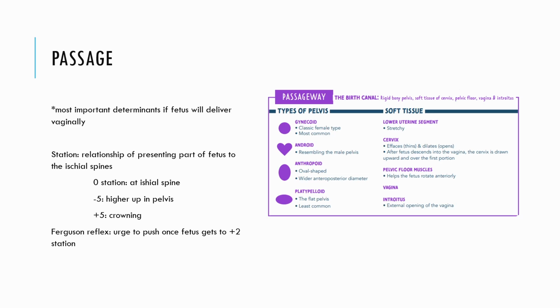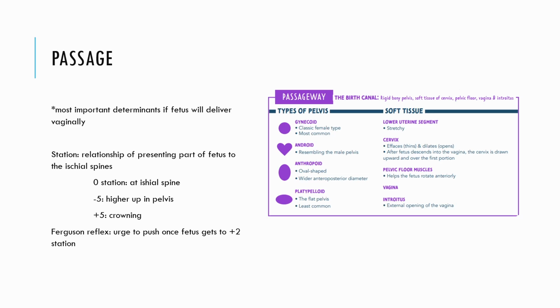We have gynecoid. This is the best type of pelvis to have, the most favorable for a vaginal delivery. Then there's android, which is kind of more like a male pelvis. Okay, anthropoid, and then platypelloid. So gynecoid is the best. Platypelloid is the least common, and not very favorable for a fetal head to fit through.